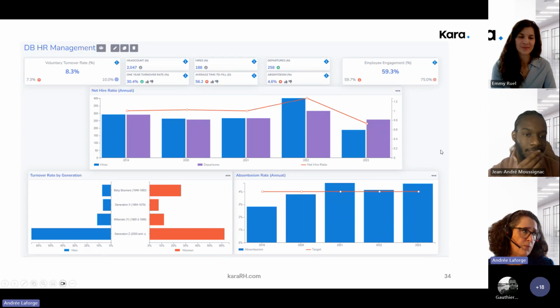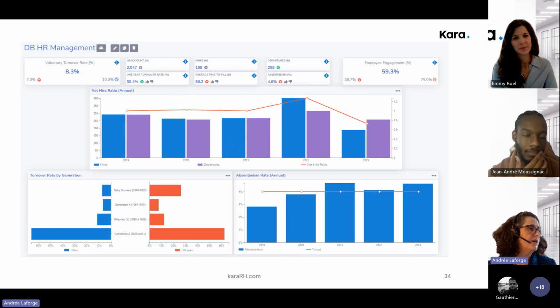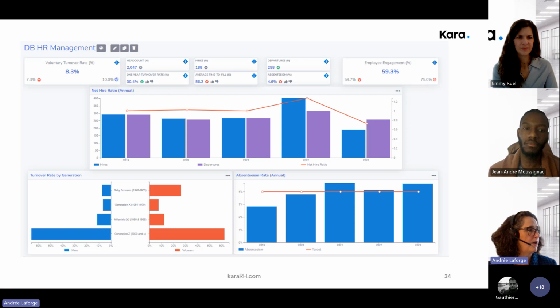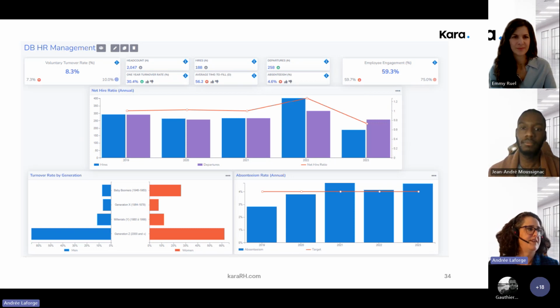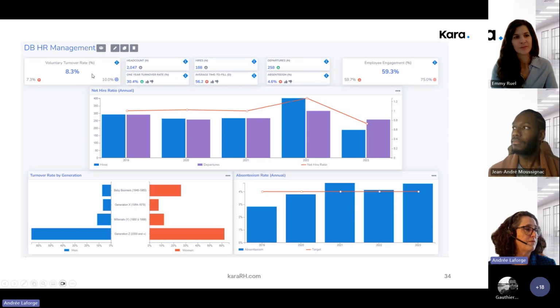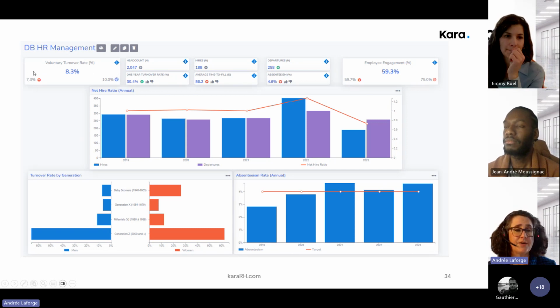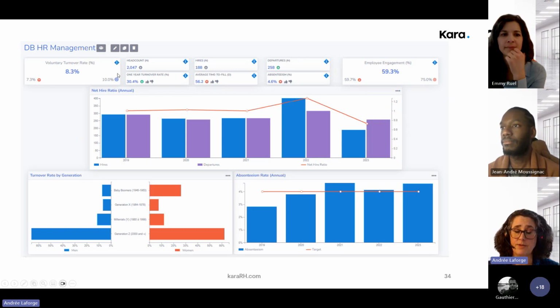This one could be a dashboard for HR management, okay? So here you have information on voluntary turnover rate, and it's bigger here because it's probably something that we want to put, we have put any initiative, HR initiative, to make this voluntary turnover rate move. Okay, so here we can see that our turnover rate is at 8.3, but at the last period it was at 7.3. So I have a little red arrow, a up arrow, it's telling me that it's not going really well. However, my objective for this KPI is 10%, so I'm still in the range of my objective, so I'm okay.